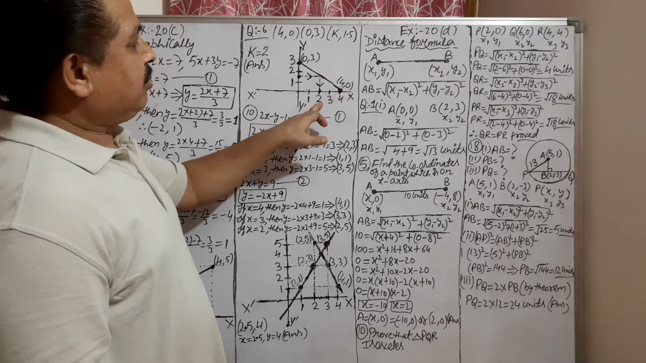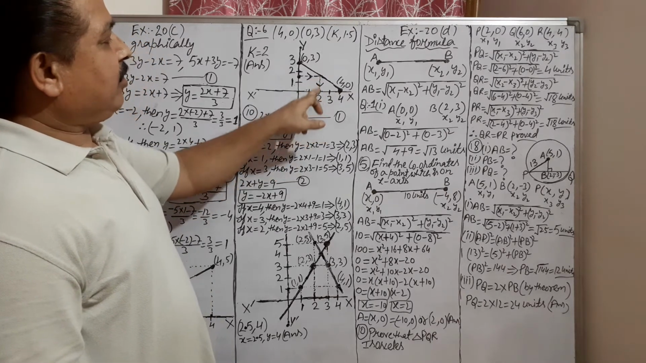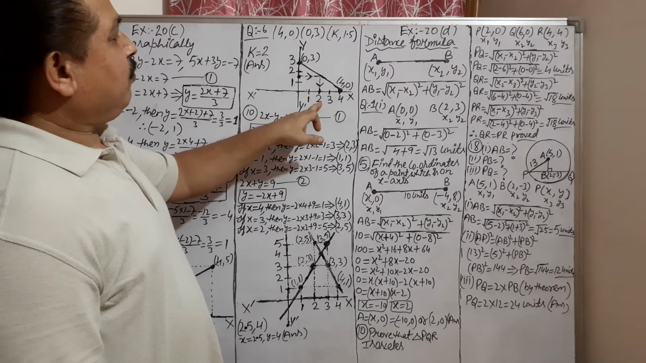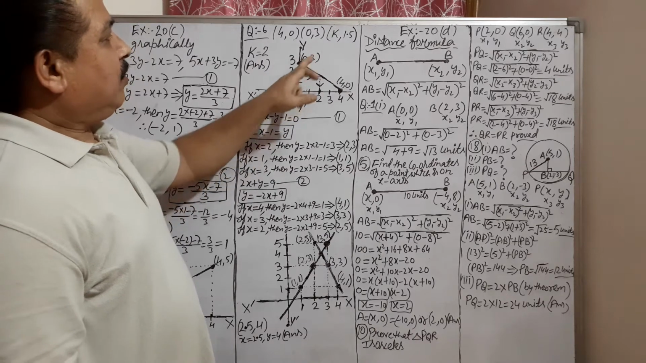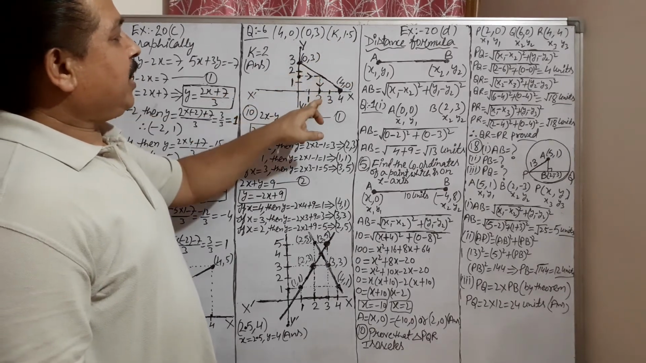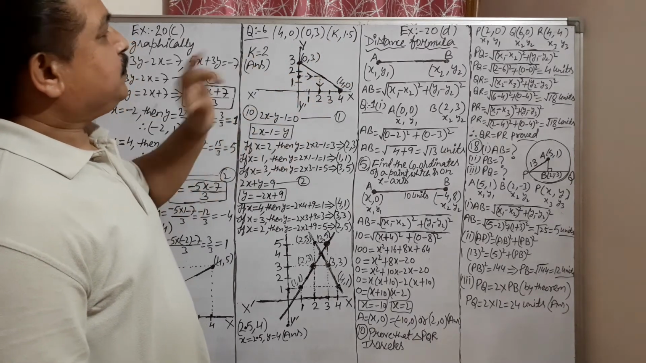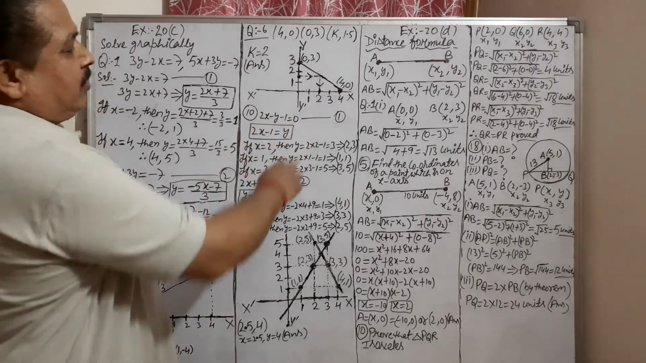So this perpendicular lies on number 2. It is matching with 2. So the x value will be 2. So the k value will be 2. So when y is 1.5, what will be x? X will be 2.